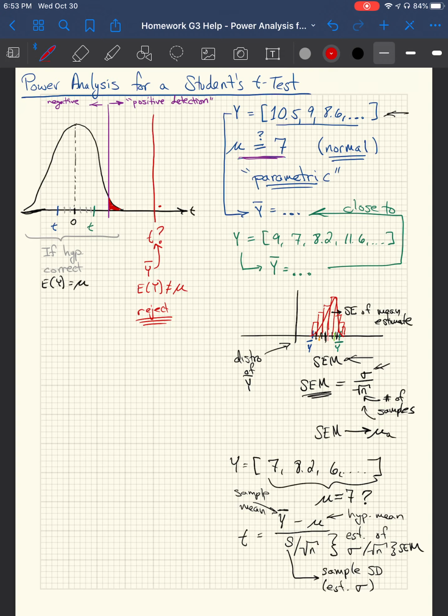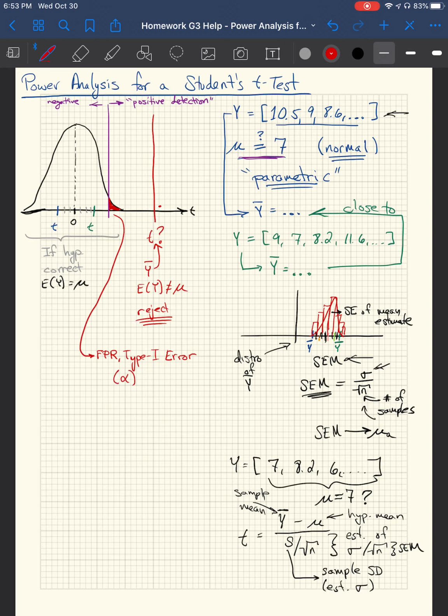So we set this threshold recognizing that we are going to have some false positives and true negatives. So the false positive rate, which is colored in red here, is otherwise known as type 1 error, and we often use the Greek letter alpha to represent that.